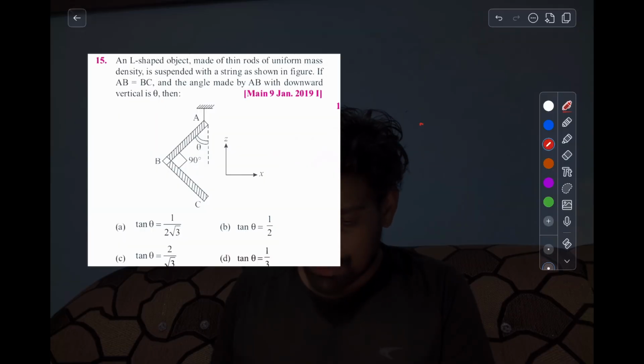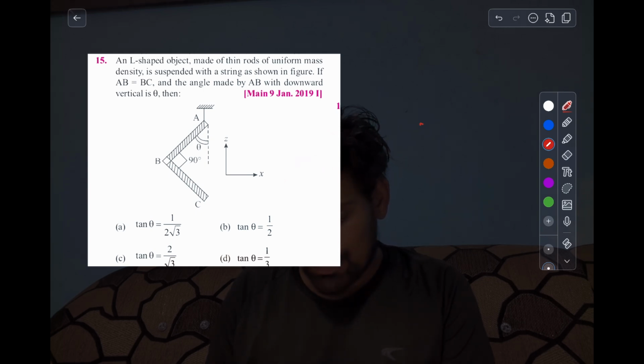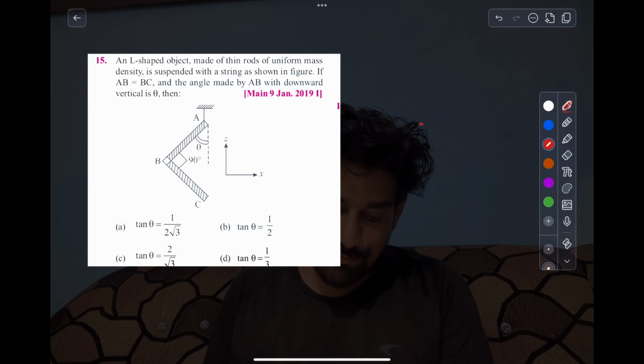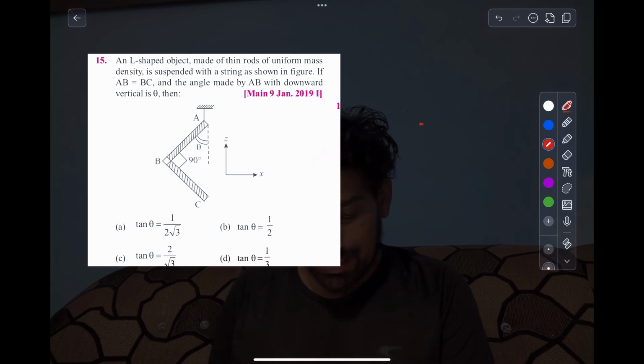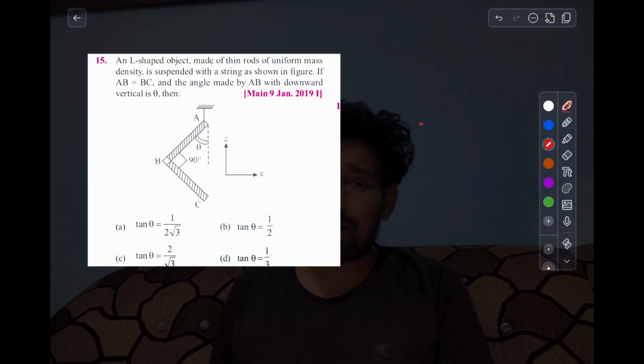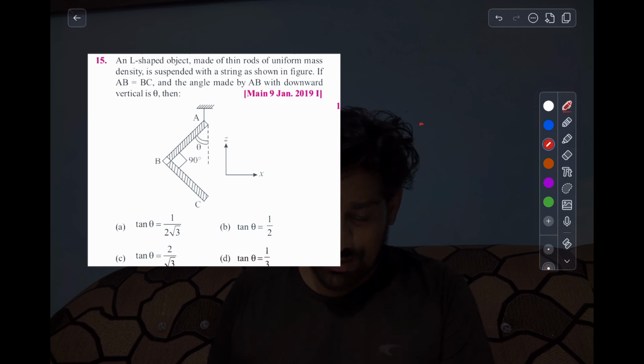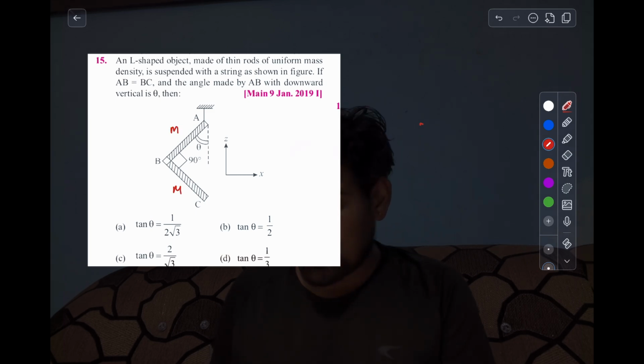So this question is given: there is an L-shaped object made of thin rod of uniform mass density. It's suspended with a string as in the figure. If AB is equal to BC and the angle made by AB with the downward vertical is theta, then what is that theta? We need to find theta. They have said that AB and BC are made of the same material and the length is also equal. So can we take that the mass of AB and the mass of BC is equal? Okay, so we have taken the masses equal.